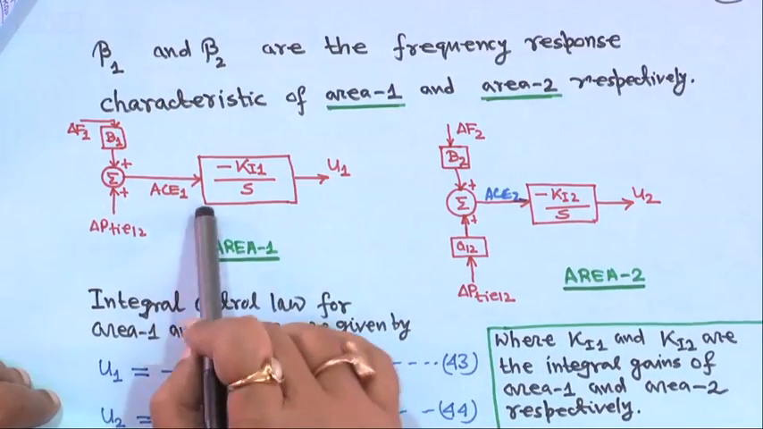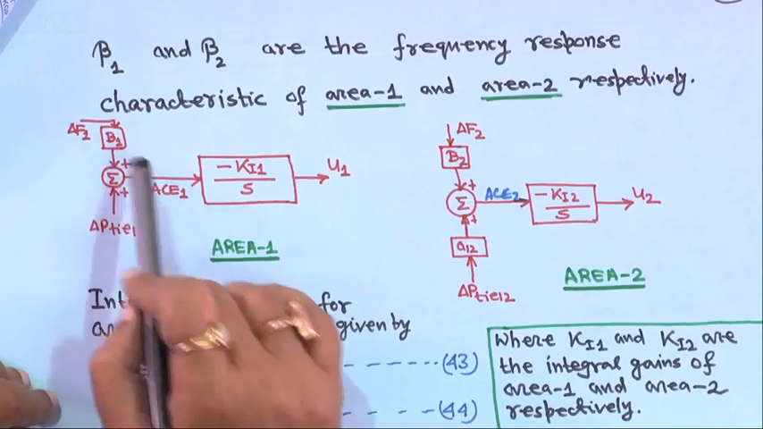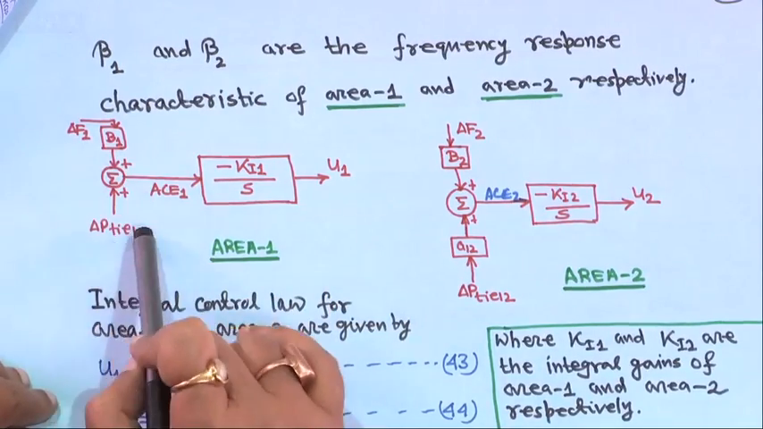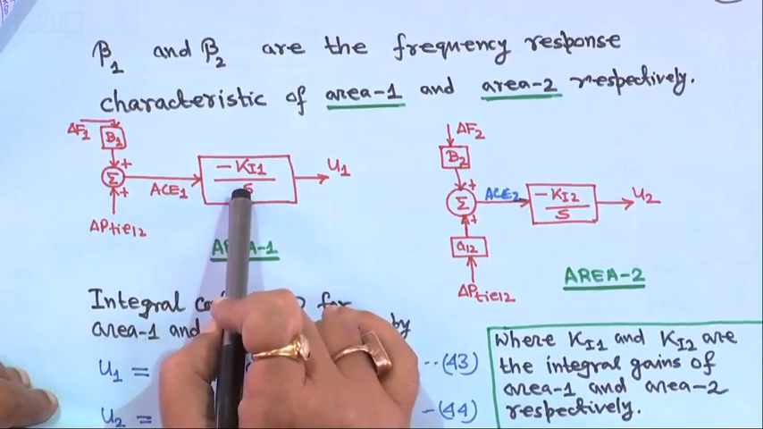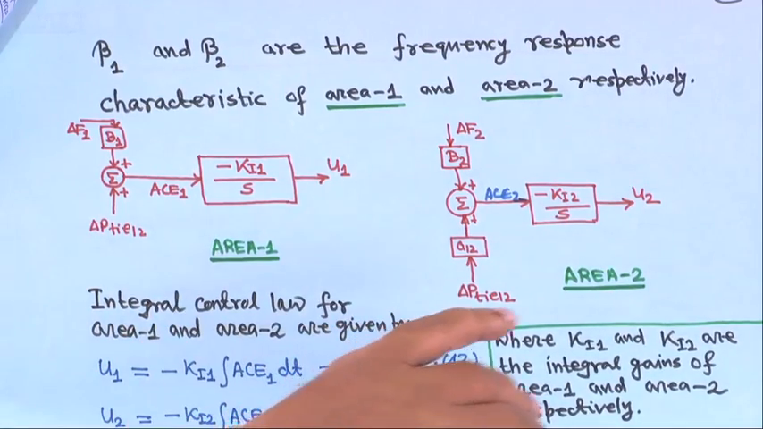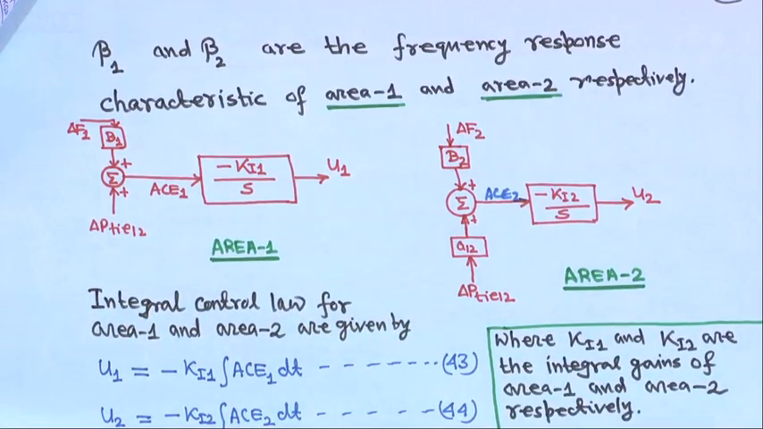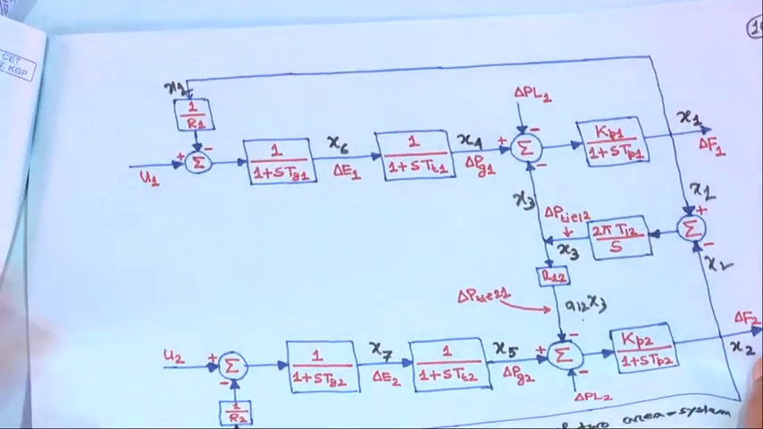So, now this control signal AC1 will be basically delta F1 multiplied by B1, and this is delta P tie 1 2, and the output is AC1. This AC1 will go as an input to the integral controller for the two area system. Just hold on, for the two area system, that we have seen the block diagram, and in this case let me see this block diagram.